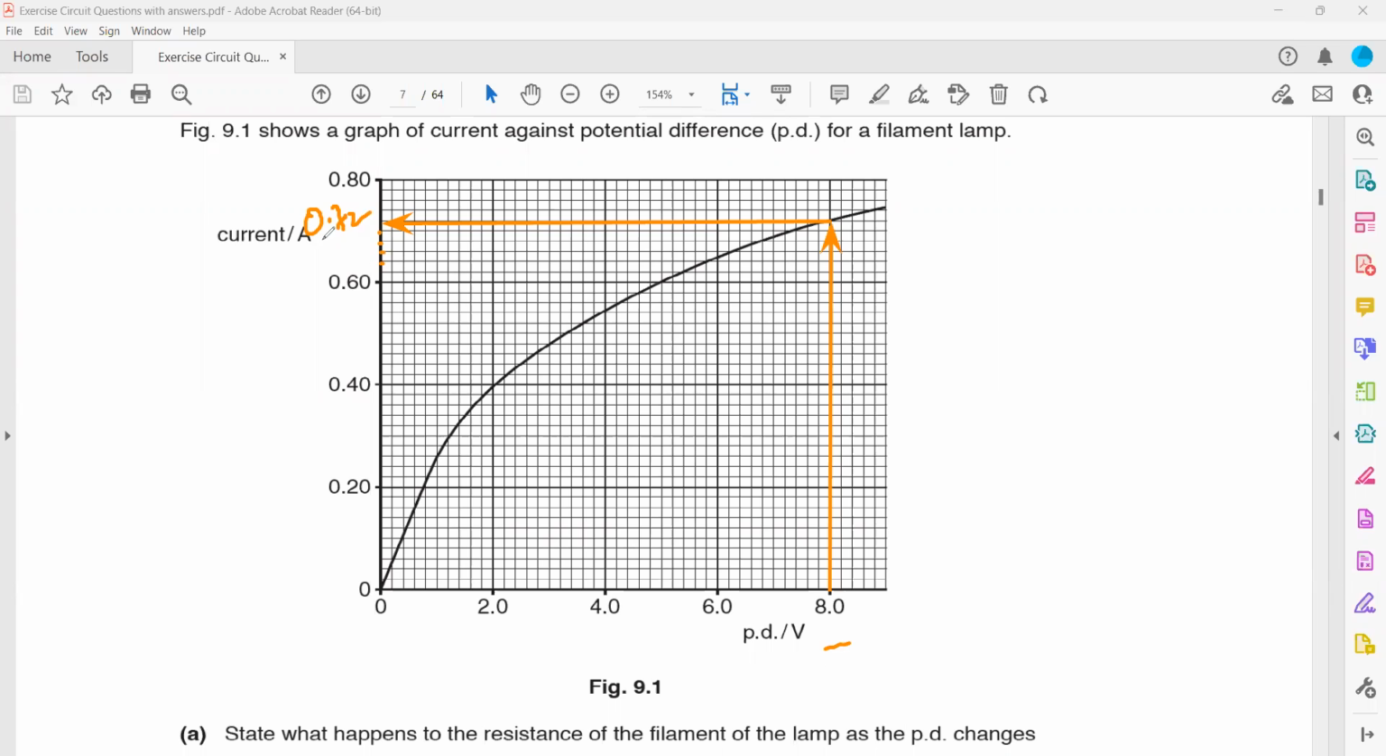So we have the voltage and we have the current. We need the resistance. Resistance is a ratio between voltage and current. So voltage is 8 and the current is 0.72. Each box represents 0.02 because 10 boxes equals 0.2. That's why it was 0.62, 0.64, 0.66, 0.68, 0.70 and 0.72. So 8 divided by 0.72, what's the answer for this? 11.1. So the resistance is equal to 11.1. And the unit of resistance is ohm, which we represent by omega.